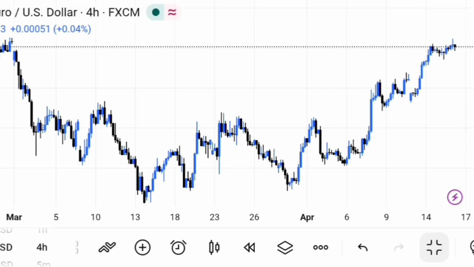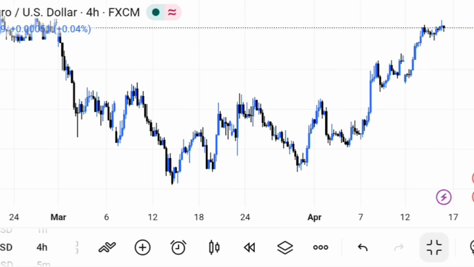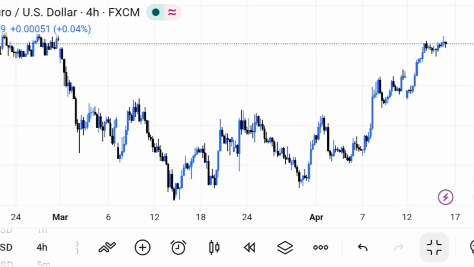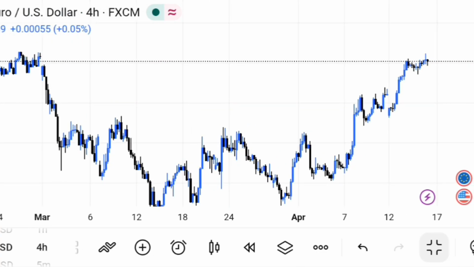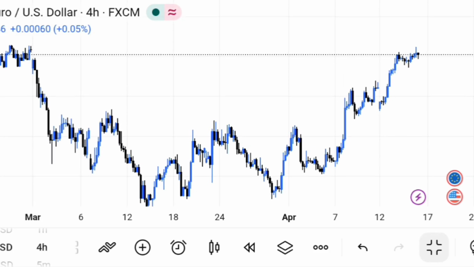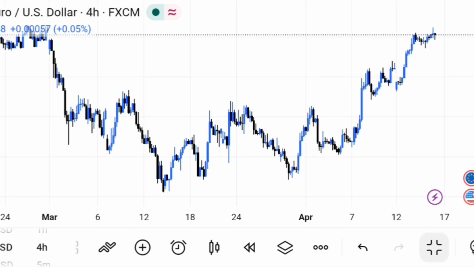So welcome guys. This is analysis of euro against the US dollar. As you can see, my chart is... let me remind you guys I don't use indicators. I don't normally use them, though indicators are one of the things you need to use when trading, but I don't normally use them. I trade price action. Understand? I trade price action.